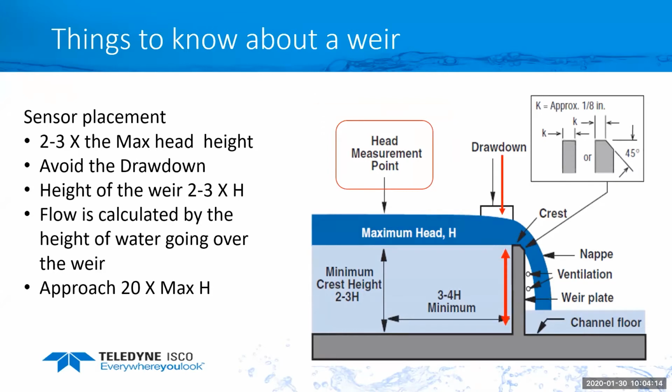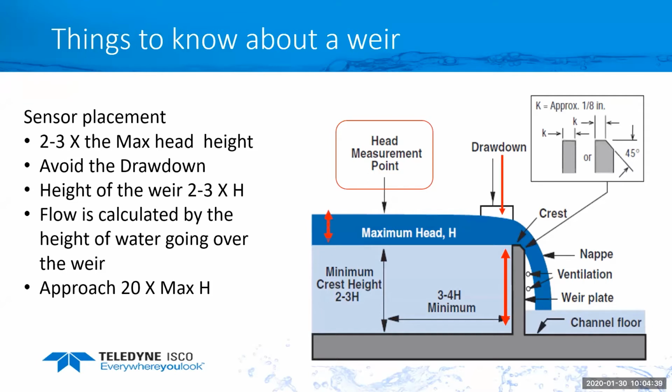So how high should the weir wall be? It should be 2 to 3 times the minimum head height, which will be determined by the expected flow through that channel. And a couple of things: we want to make sure that the weir wall is high enough that we get a free flow over the top of the weir, which creates some ventilation on the opposite side of the weir.